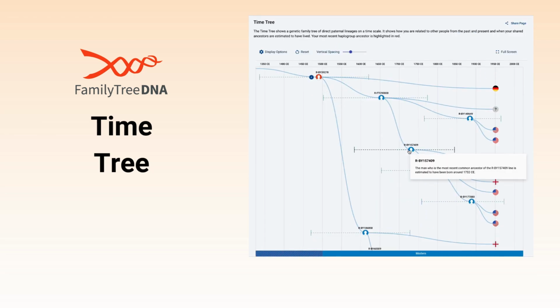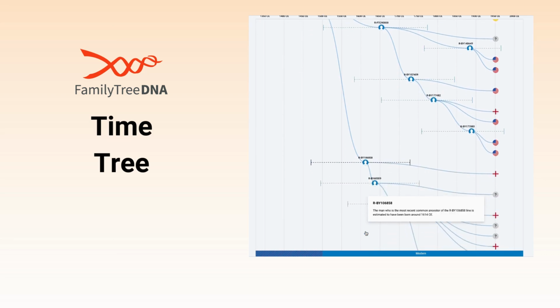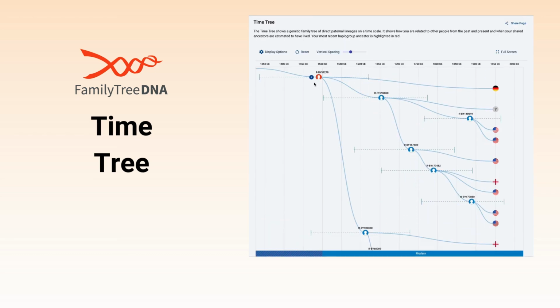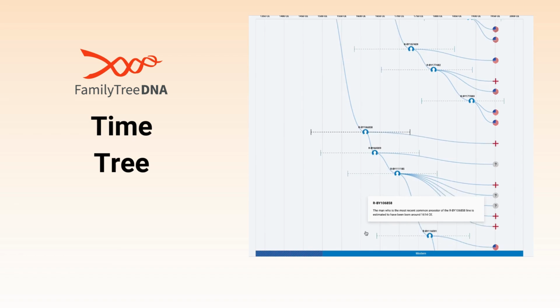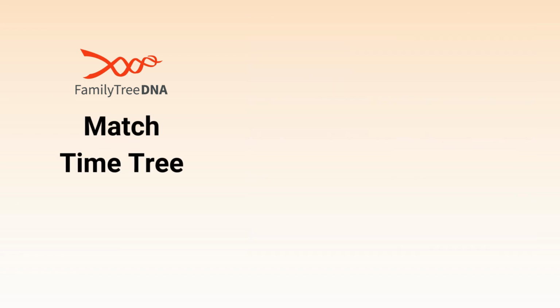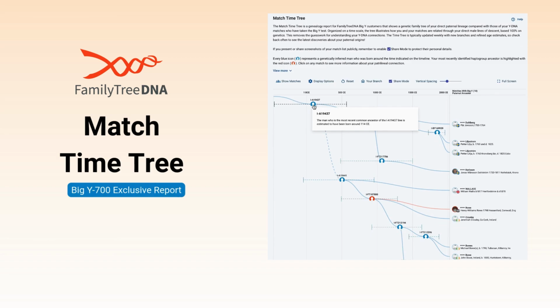I mean, it really revolutionized the way we were able to look at our matches and predict where we share a common ancestor. And of course, prior to that, we had the block tree, but with the time tree report, it just really made it easier to see how we're related to the people, not only within our own haplogroup, but even figuring out the time to your shared ancestor with more distant connections.